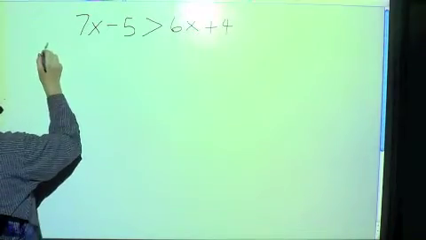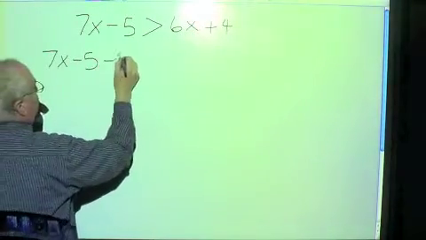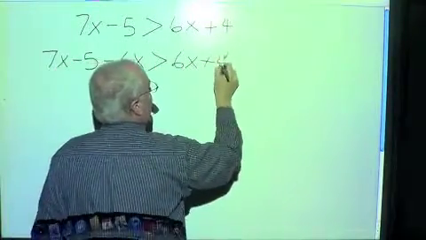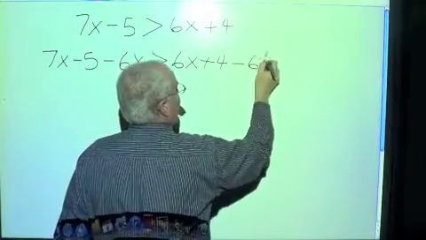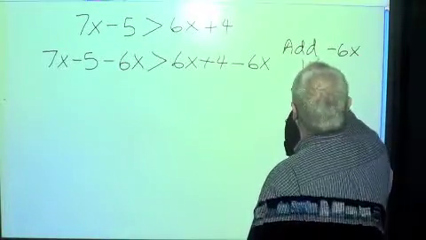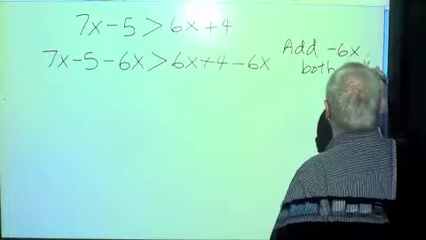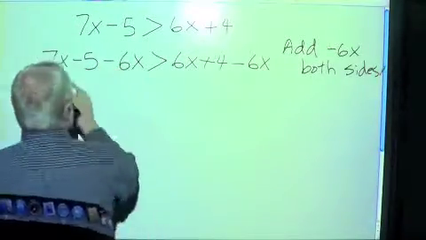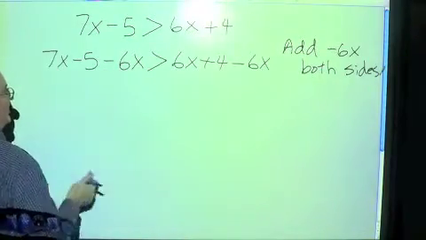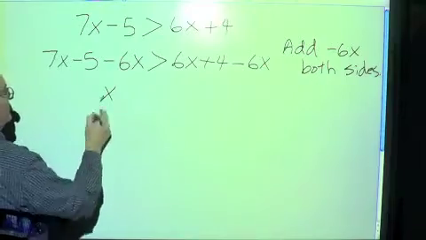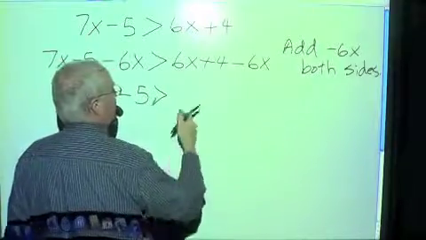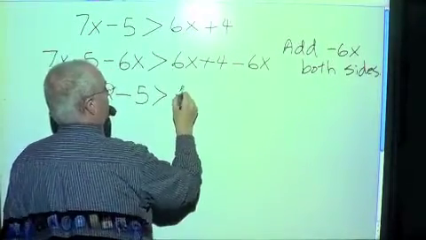So let's try that. 7x minus 5, subtract 6x is greater than 6x plus 4, subtract 6x. It's the same thing as add a negative 6x to both sides. Let's combine like terms, simplify. It's positive 7x, negative 6x. What does that leave? 1x. We don't have to put the 1. And subtract 5. It's greater than, got a positive 6x, negative 6x. They take each other out to 0, and we're left with 4.